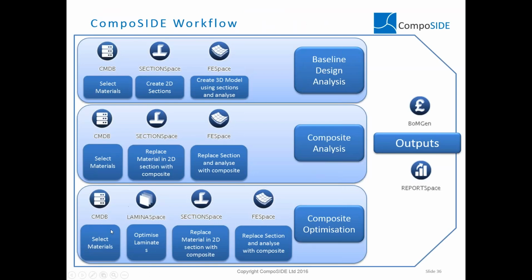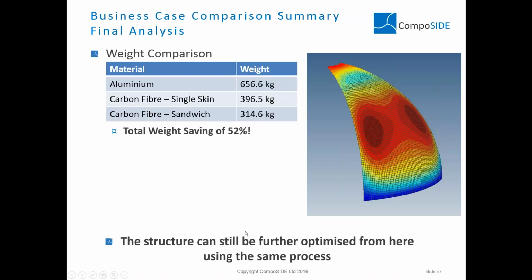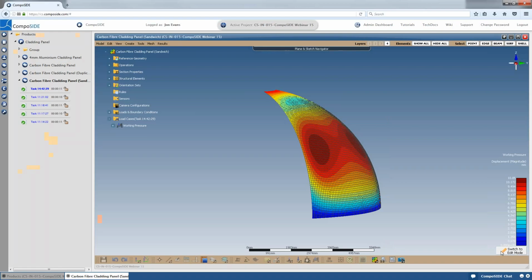So the process for that is select the materials. We did that before. Optimize the laminate. So instead of optimizing, we created a new laminate and then just reapplied it to our section. And then that gave us an overall weight of 314 kilos. So that saved another 8% of weight. But as you can see, it could do with a bit more further optimization using the same process. And there's one last task within CompoSIDE which is very useful.